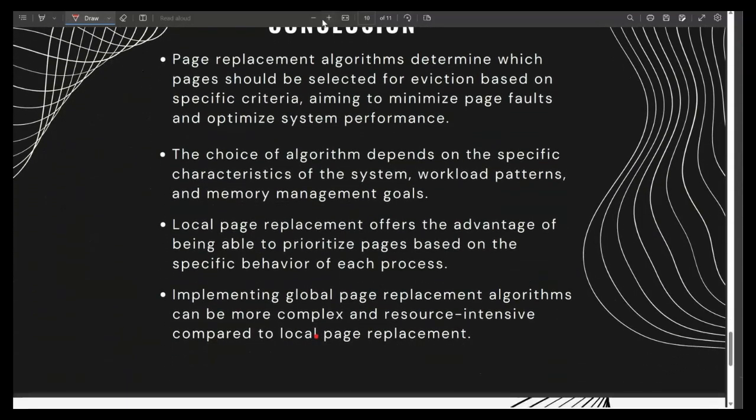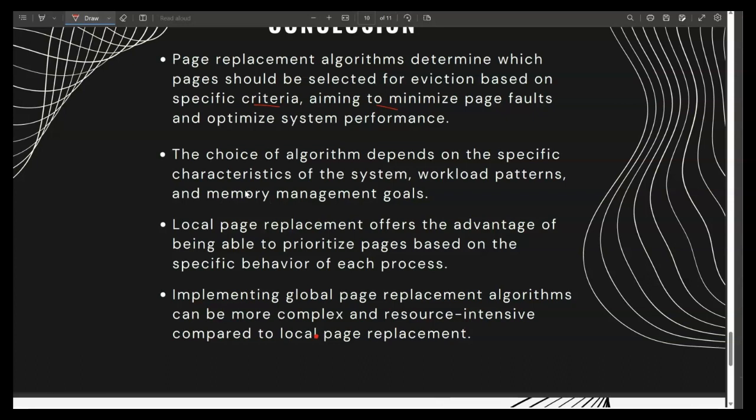Now the conclusion. Page replacement algorithm determines which pages should be selected for eviction based on specific criteria. This is what I have told, like the victim page. To select which page becomes a victim page, there are certain page replacement algorithms which decide which page will become a victim page on the basis of some criteria, aiming to minimize page faults. The page replacement algorithms are used to minimize page faults and optimize system performance. The choice of algorithm depends on the specific characteristics of a system, workload patterns and memory management goals.